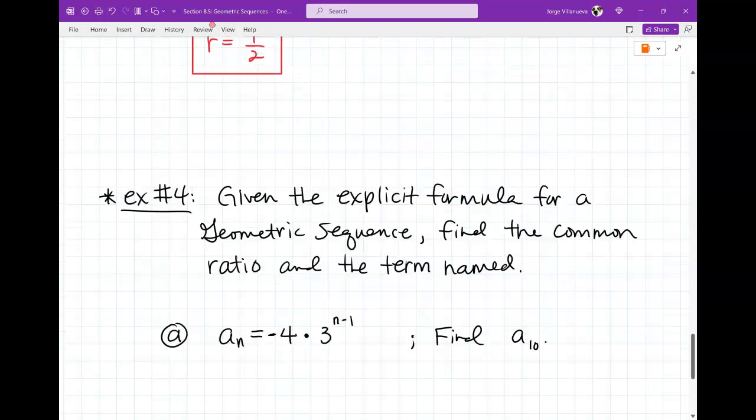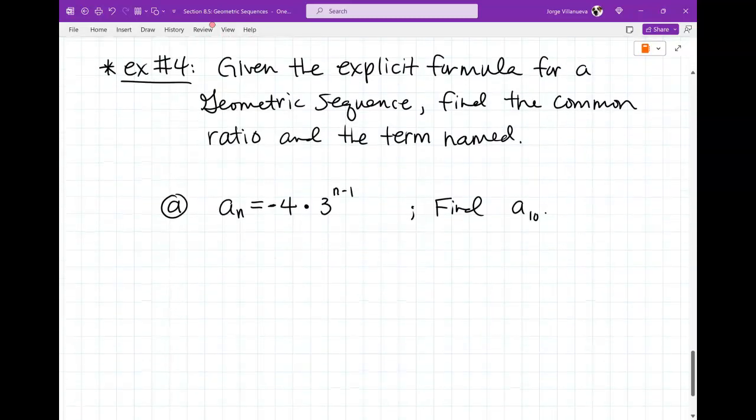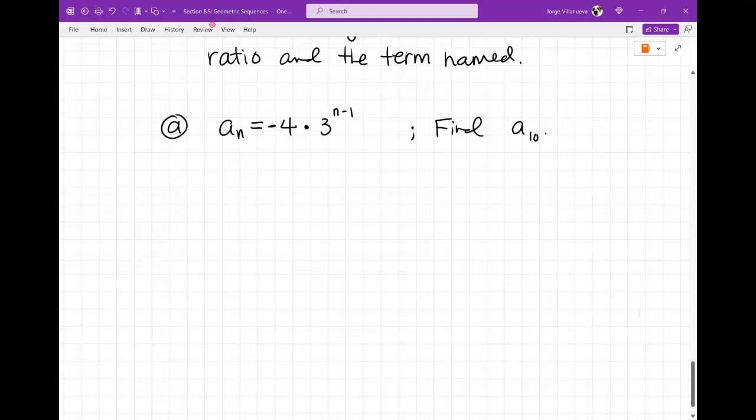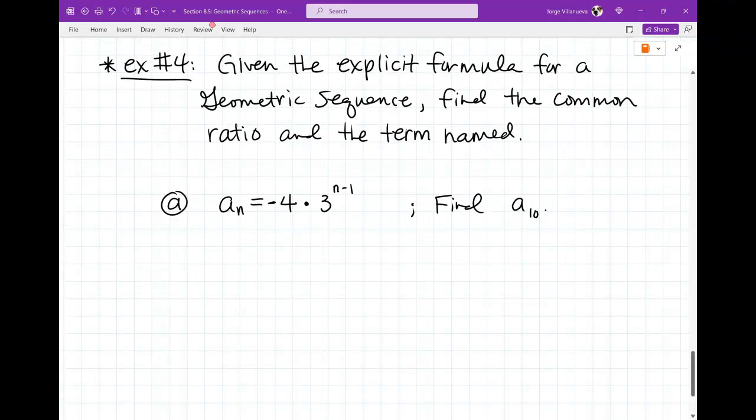All right, so last 2. Example 4 A and B, I think, and that'll be it. Let me pause it while you write the instructions for this one. For example number 4, it says, given the explicit formula for a geometric sequence, so they gave me the formula, find the common ratio and the term name.